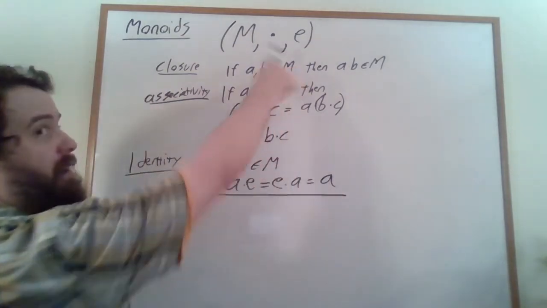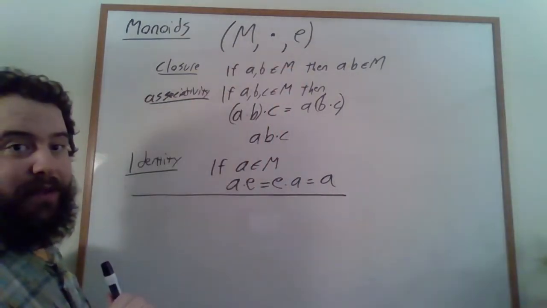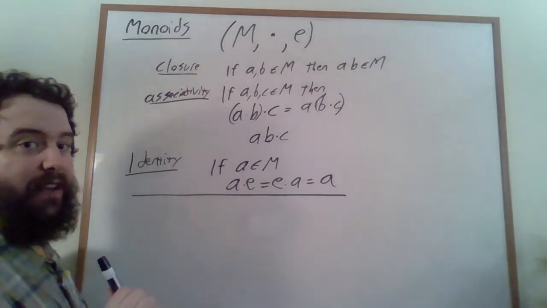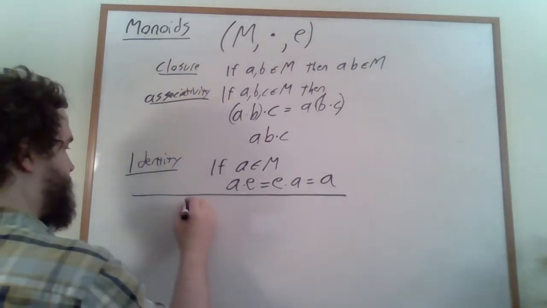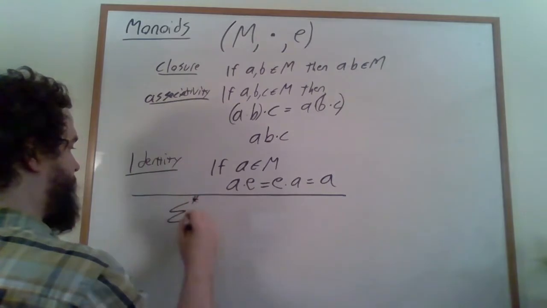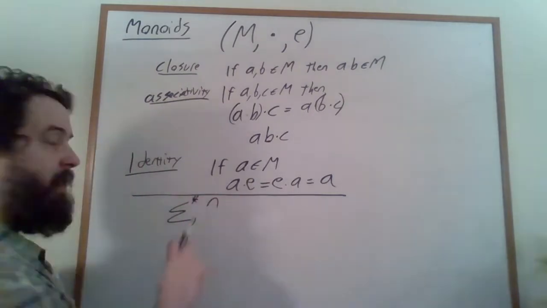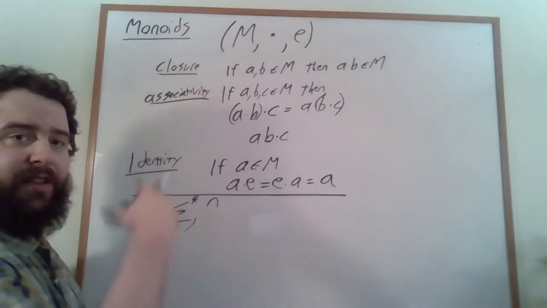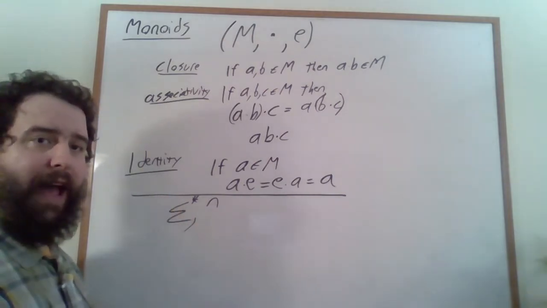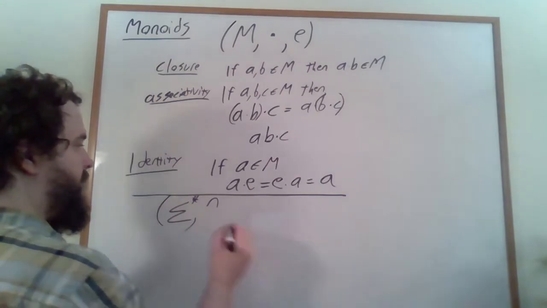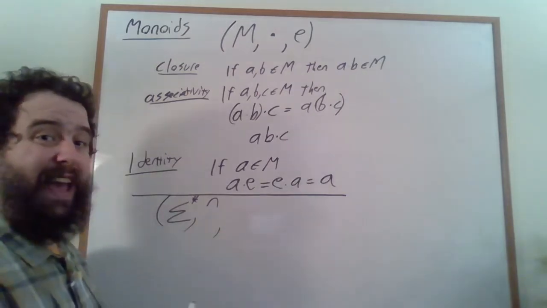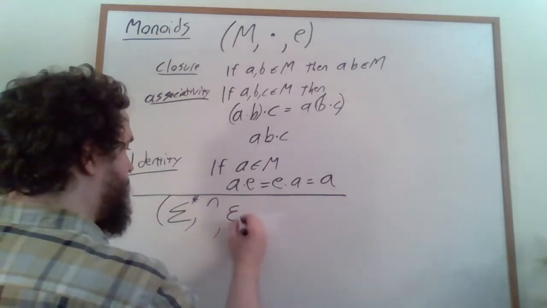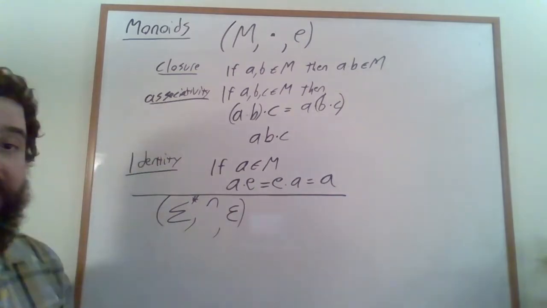So I'll let you think for a moment. What is the identity element when we're thinking about words under concatenation? Here I'm going to use the superscript frown notation for concatenation, just to make it clear that I'm talking about concatenation. And our identity element is the empty string. So this here is a monoid.